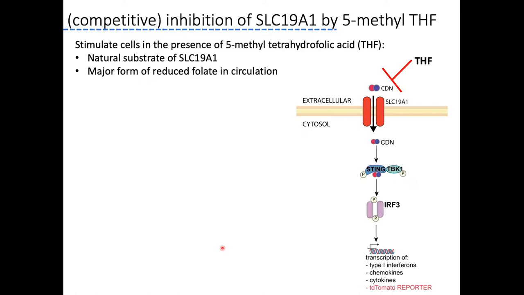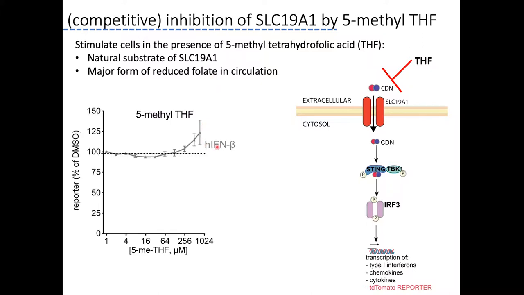So next, we tried to inhibit SLC19A1 using competitive and non-competitive inhibitors. And in this case here, we used, again, this reduced folate called 5-methyl tetrahydrofolic acid, which is the natural substrate for SLC19A1 and a major form of reduced folate in the blood circulation. So we added that to the cells and stimulated the cells with, in this case, interferon beta. We don't see any reduction of the immune activation by interferon beta in the presence of 5-methyl THF. But interestingly, there's a dose-dependent effect when stimulating the cells with the synthetic cyclic dinucleotide or with cGAMP.